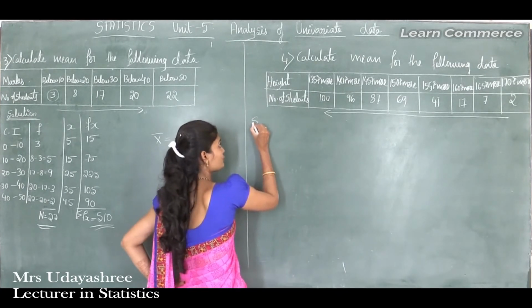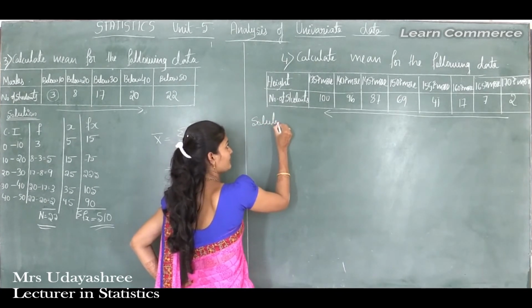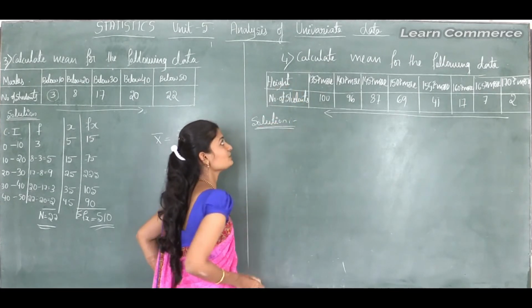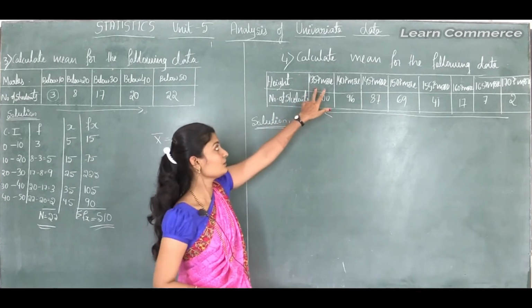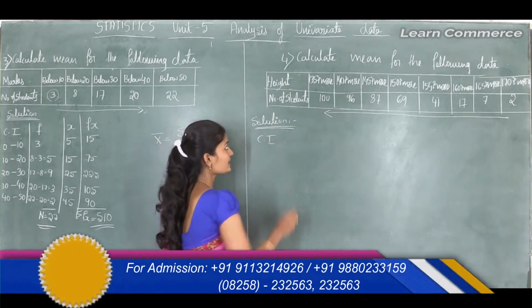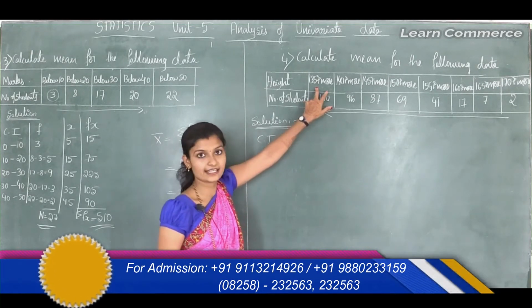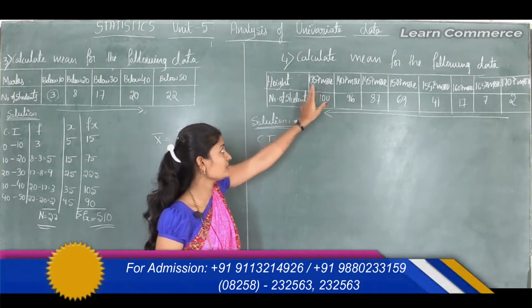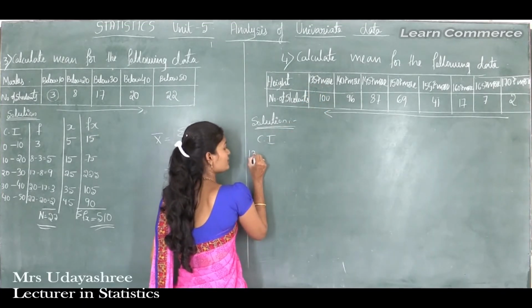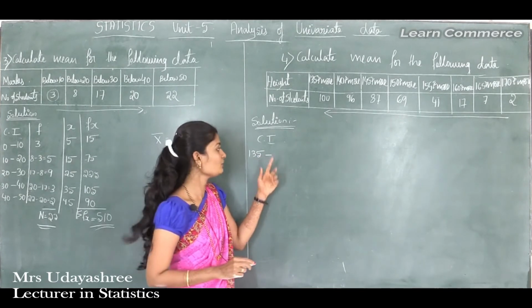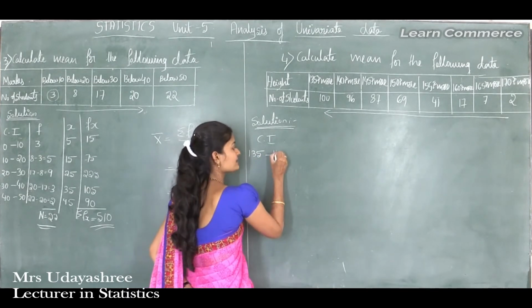So let's see the solution part. So first we need to convert this height lower class interval into class interval. So see here, given class intervals are lower class intervals, therefore the first value, that is 135. So if lower class limit is 135, then what is upper class limit? Upper class limit is 140.